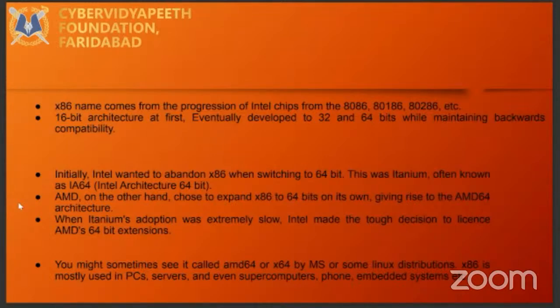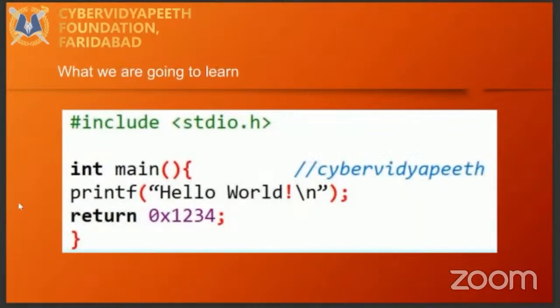Intel has always kept backwards compatibility, so their current 64-bit systems can actually run 16-bit or 32-bit code. Initially, Intel wanted to abandon x86 when switching to 64-bit. That was Itanium, often known as IA64 or Intel Architecture 64-bit. This was a bad decision on Intel's part because the world had already deployed 32-bit systems in massive numbers. Because of this, the adoption for Itanium processors was very slow. So Intel decided to license the 64-bit extensions from AMD, and that is what you see in today's computers, both Intel and AMD processors. You might sometimes see 64-bit called AMD64. This is for historical purposes in many Linux and Microsoft Windows servers.